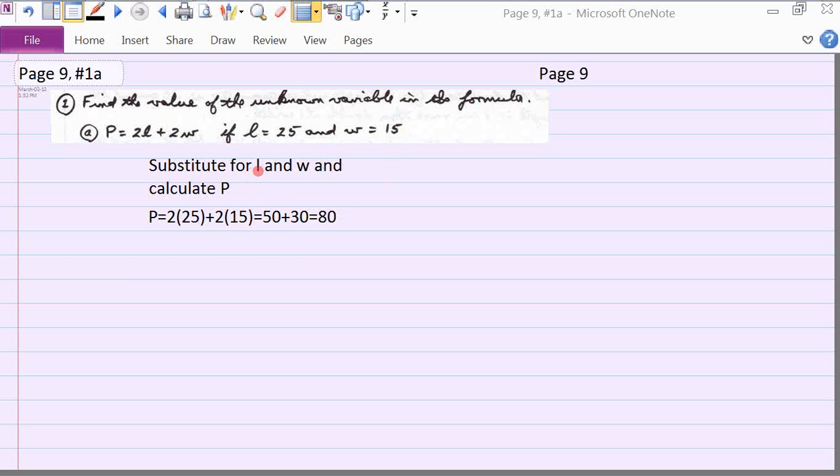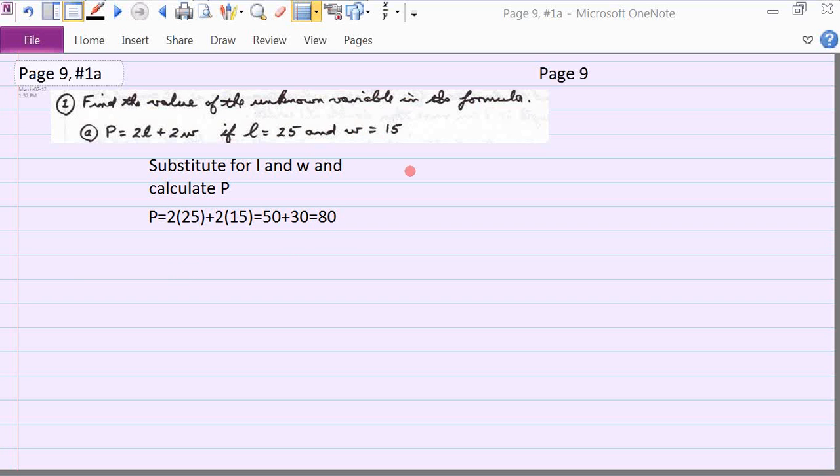So if we substitute for L and W into this formula, 2 times L gives us 2 times 25, and W equals 15, so we've got 2 times 15. 2 times 25 gives us 50. 2 times 15 gives us 30. So 50 plus 30 gives us 80. So the perimeter of the rectangle is 80 if the length is 25 and the width is 15.